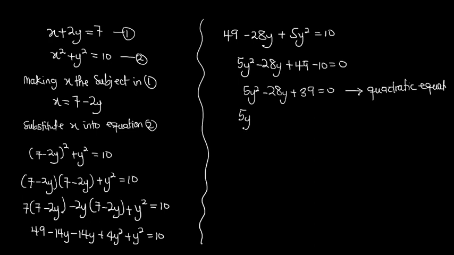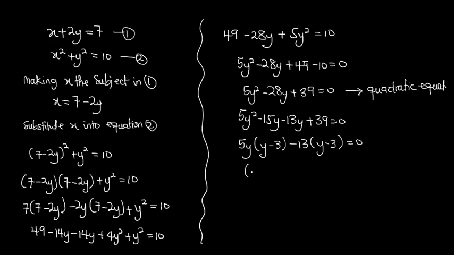So I have 5y squared minus 15y minus 13y plus 39 is equal to 0. So from here, I can go ahead and do my factorization. Between 5y squared and 15y, I can see that 5y is common, so I factor out 5y. Then I have in bracket y minus 3. Then between minus 13y and 39, I can see that minus 13 is common, so I have minus 13 outside the bracket. Then in bracket y minus 3, bracket close, is equal to 0. So I have 5y minus 13, and then y minus 3 is equal to 0.